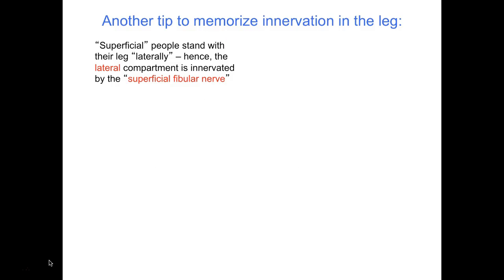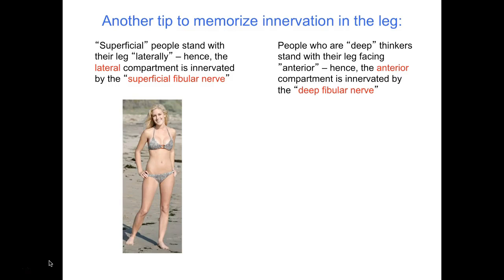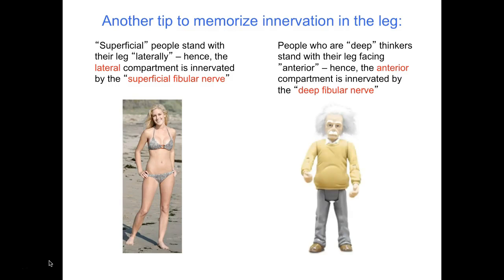So I also want to give you a tip as far as memorizing innervation of the leg. We're going to have muscles that are innervated by the superficial fibular nerve and the deep fibular nerve. So superficial, people that stand with their leg out laterally are going to demonstrate that the lateral compartment of the leg is innervated by the superficial fibular nerve. Whereas people who are deep thinkers and stand with their leg facing anterior are going to help you memorize that the anterior compartment is innervated by the deep fibular nerve.